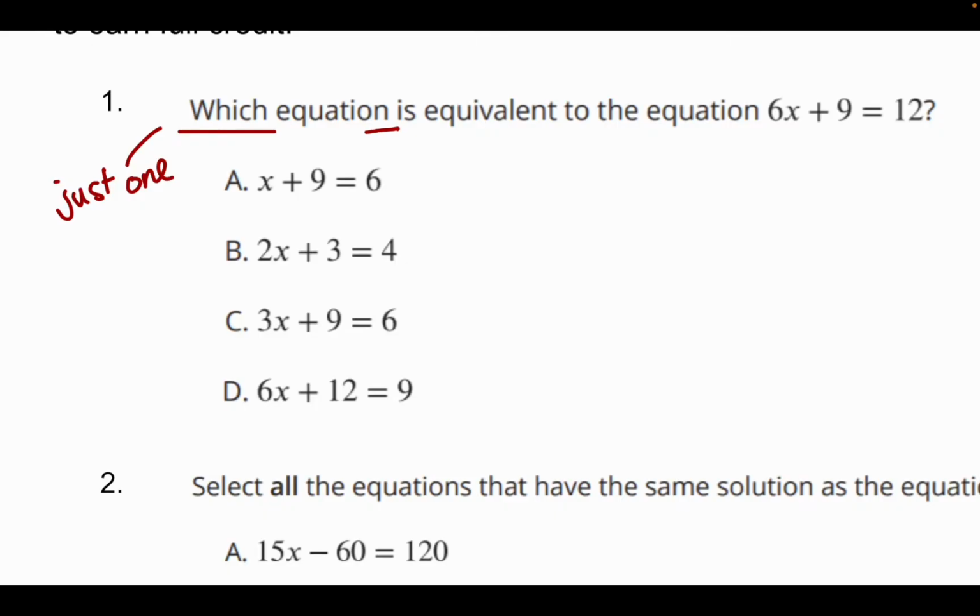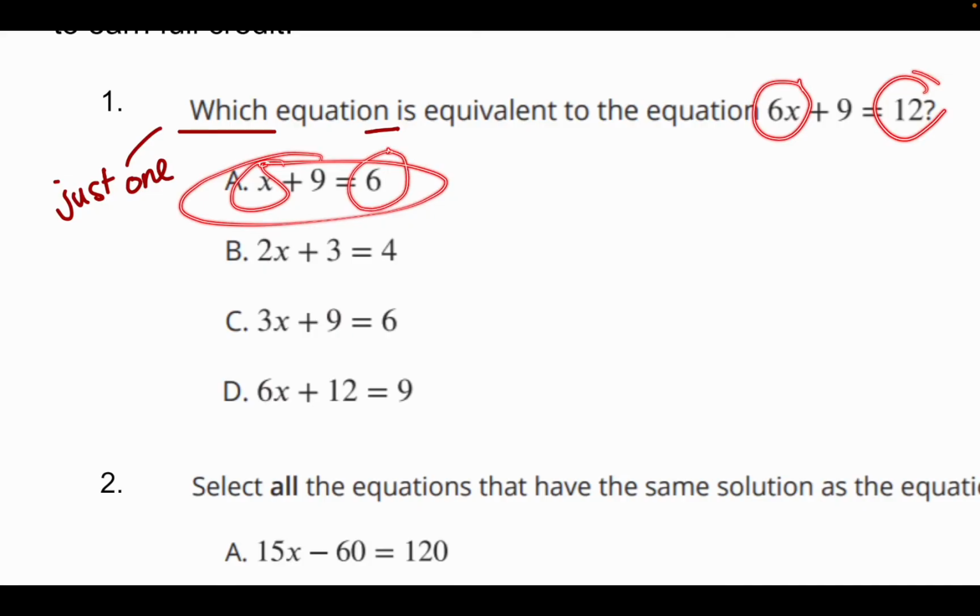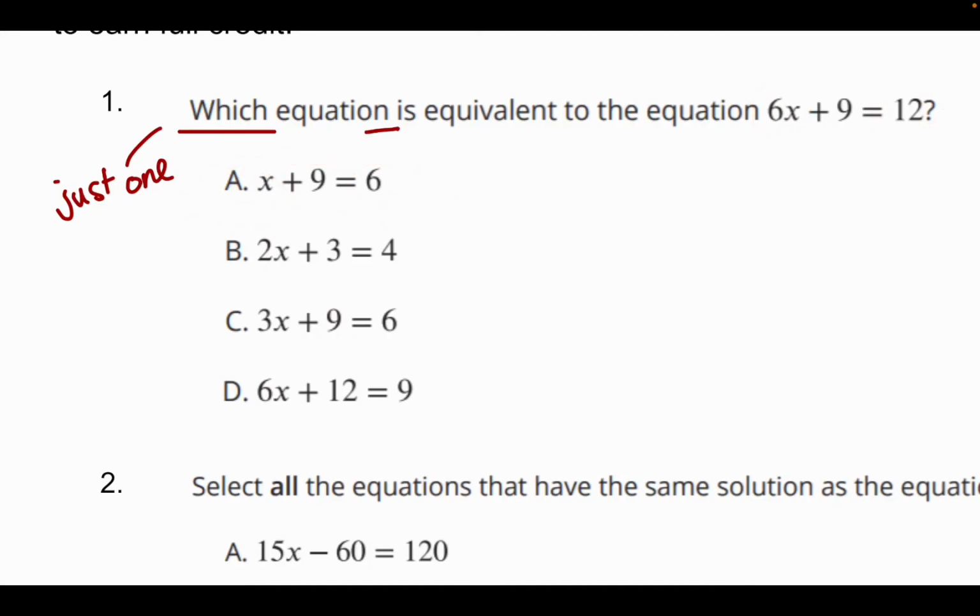So with this top one, it looks like they went from 6x to x, right? And then they went from 12 to 6. So it looks like they tried to subtract 6 from both sides. But if we're subtracting 6, it's not going to cancel out the 6. It's going to subtract from the 9. So A is not an option for us.